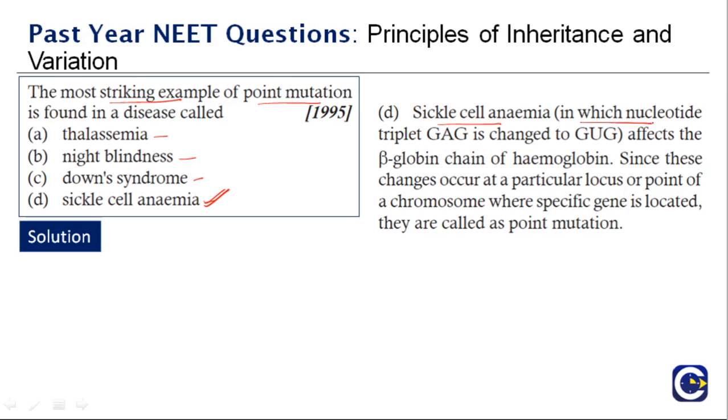In sickle cell anemia, the nucleotide triplet GAG is changed to GUG. So there is a change in only one nucleotide that causes this disease, and it affects the beta globin chain of hemoglobin. Since these changes occur at a particular locus or point of the chromosome where a specific gene is located, they are called point mutations. Already we know this. So the right answer here is D, sickle cell anemia.